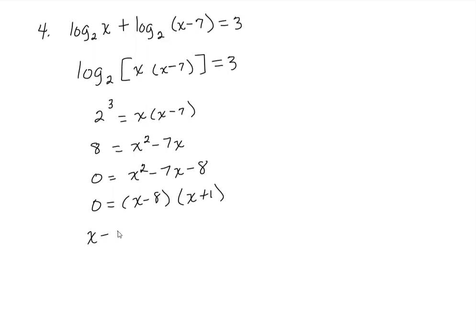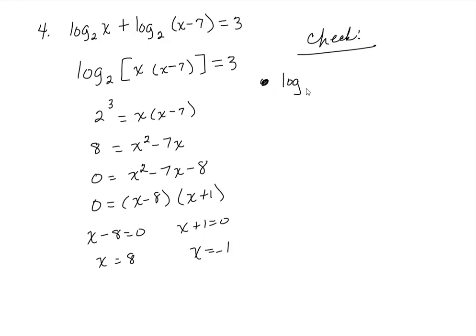So setting each of these factors equal to 0 and solving, x is equal to 8 or negative 1. And then you have to go back and check both of these to see if they work. So checking the 8 first, I'm going to have the log base 2 of 8 plus the log base 2 of 8 minus 7, and I'm checking to see does that equal 3.